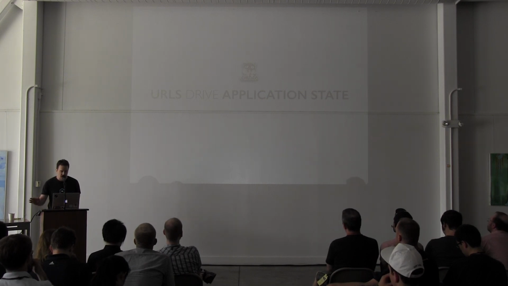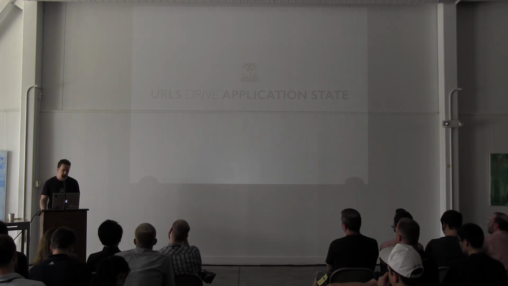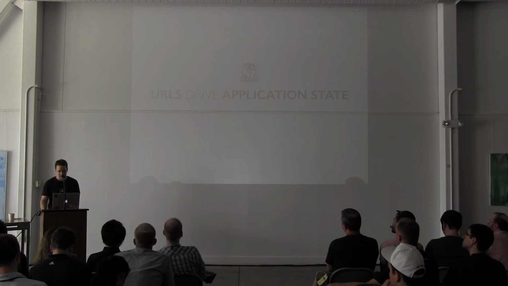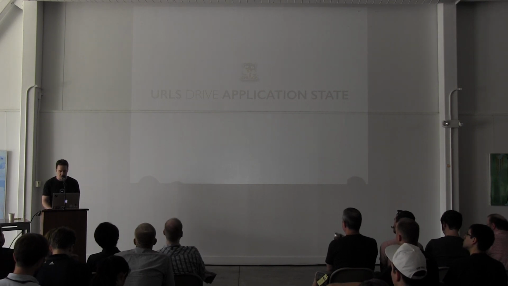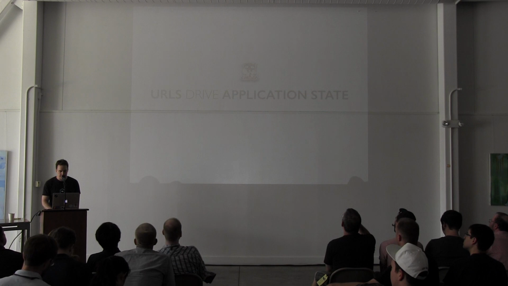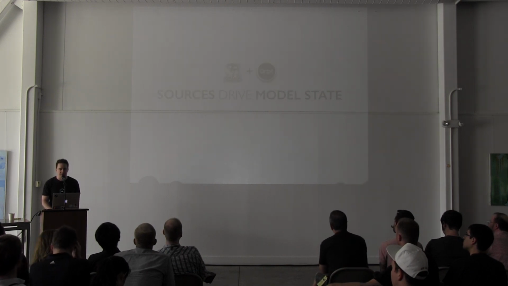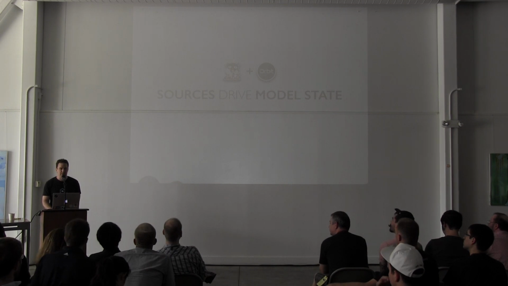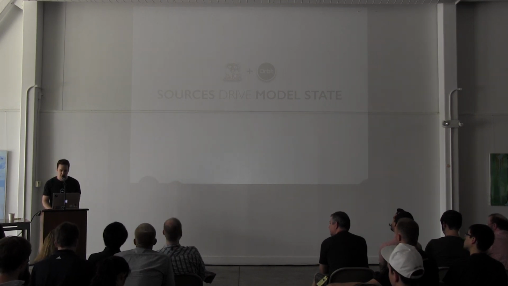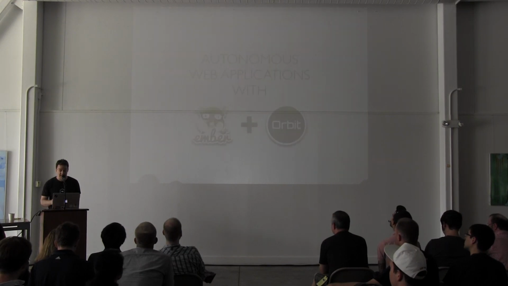So again, I want to drive home the point that just like in Ember, URLs drive application state. In Ember Orbit, sources drive model state. None of this would be possible if models were maintaining their own data outside of the source. None of the really interesting things you could do with Orbit are possible.